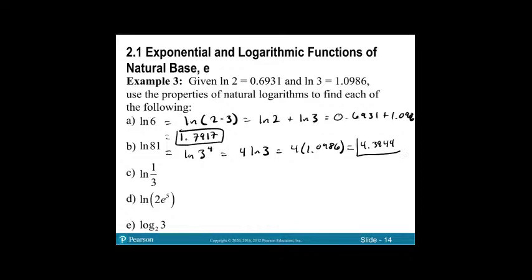Natural log of 1/3 is going to be the same as the natural log of 1 minus the natural log of 3. Natural log of 1 is 0, so then that's going to be negative. Natural log of 3 is 1.0986.